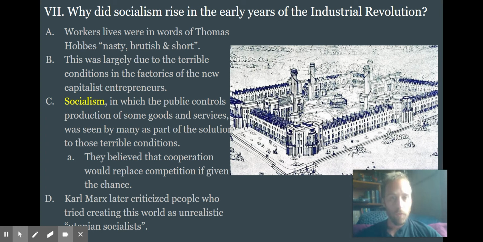The new capitalist entrepreneurs of the factories don't really set conditions. There's no one telling them how to set conditions, so they focus on profit over the people that they're working for. Some factory owners, though, tried to basically create a system in which cooperation would replace competition. And they believed that if they created factories like the one in this drawing, then basically the public would gain control of goods and services, and this would be a solution to these conditions. Karl Marx criticizes these folks for their kind of unrealistic hope, in his view, rather, that people would voluntarily cooperate, and he calls them utopian socialists, which is actually the first use of this socialist phrase.